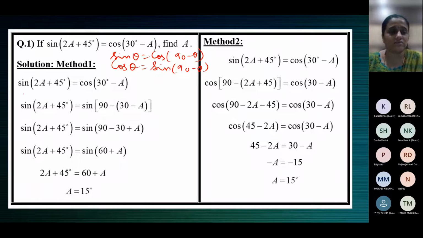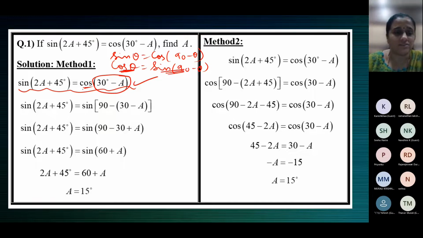This is what is given. Now here, what we do is we have written cos theta. See here, what is cos theta? Sine 90 minus theta. This is cos and this is theta. We write cos theta as sine 90 minus theta. Can you see the sign here? Cos theta is sine 90 minus theta. See, this is theta. That's all.